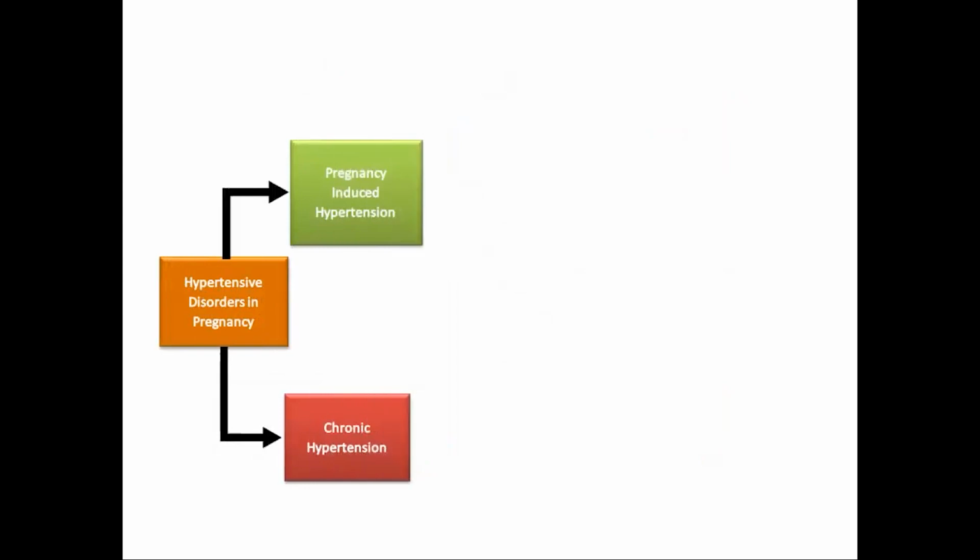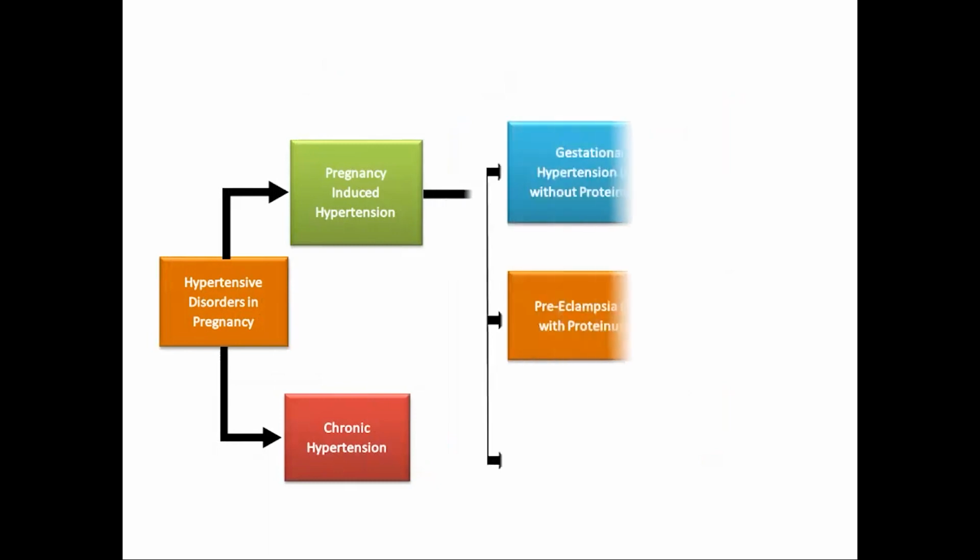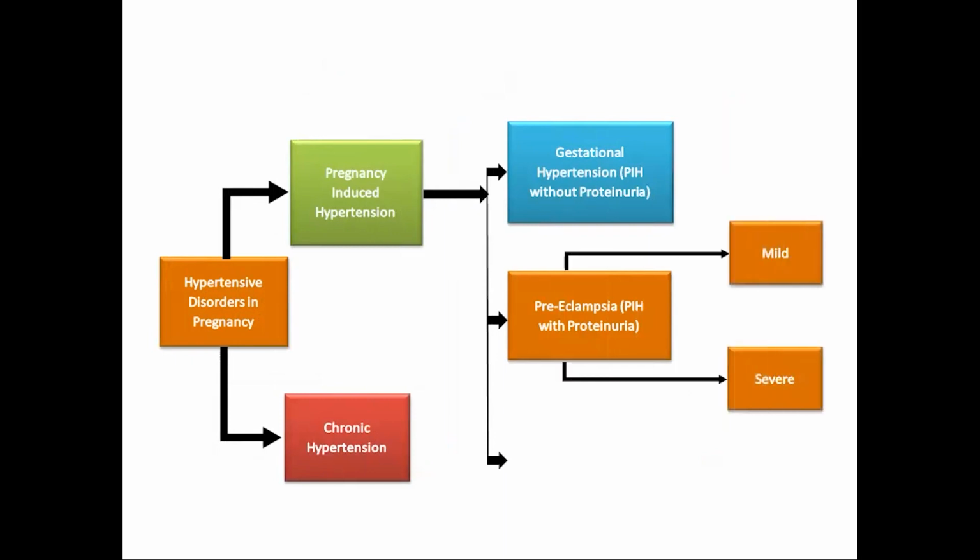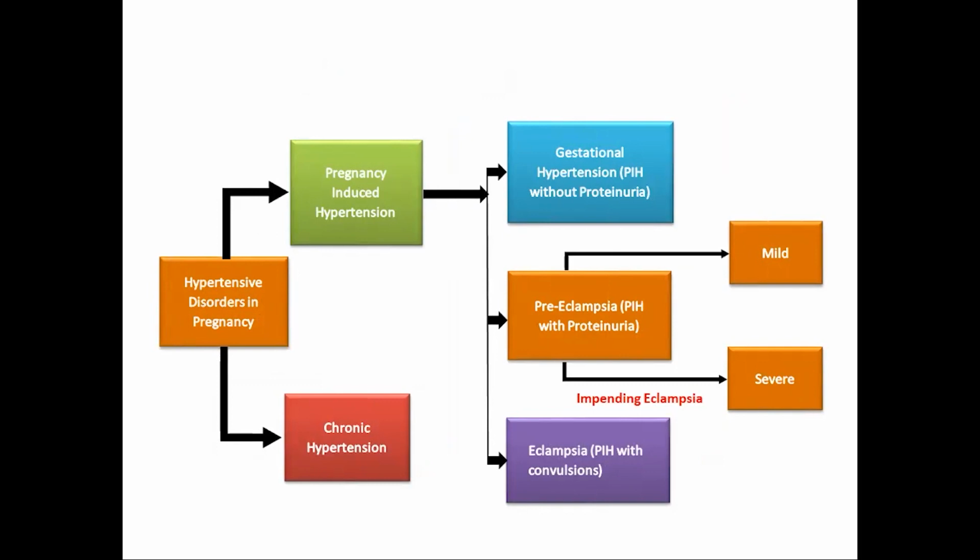So, hypertensive disorders in pregnancy are either pregnancy-induced hypertension or due to chronic hypertension. The pregnancy-induced hypertension is the gestational hypertension without proteinuria, or with proteinuria, and this is pre-eclampsia. The pre-eclampsia can be mild or severe, and either can lead to eclampsia, that is with convulsions. Also, chronic hypertension can be superimposed by preeclampsia.